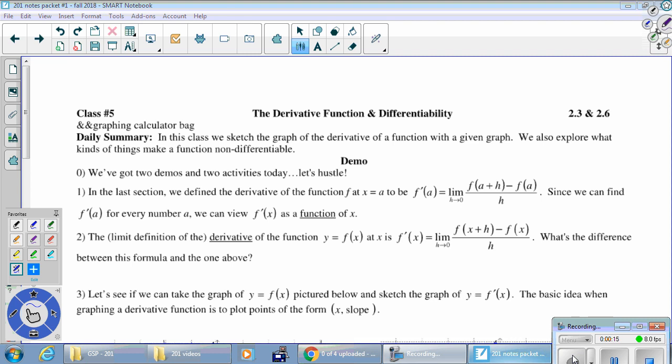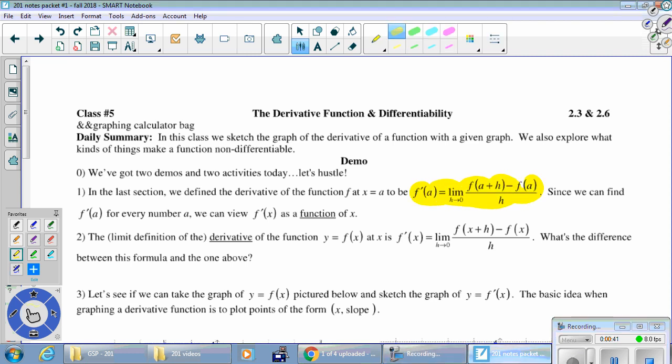Number 1, in the last section, we defined the derivative of the function f at x equals a to be f prime of a equals, and then there was that limit of the difference quotient. Now we can find f prime of a for every number a, and so we can think of f prime of x as being a function of x. So the limit definition of the derivative of the function, not just the function at a point, but the whole function is, and then you can see that this formula we had before has just become copied down below.